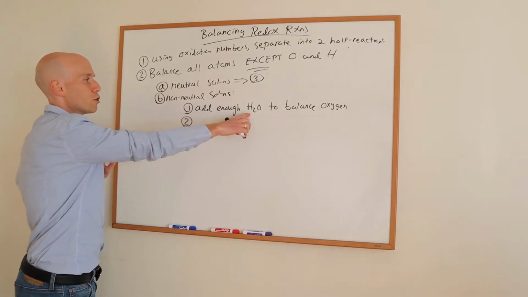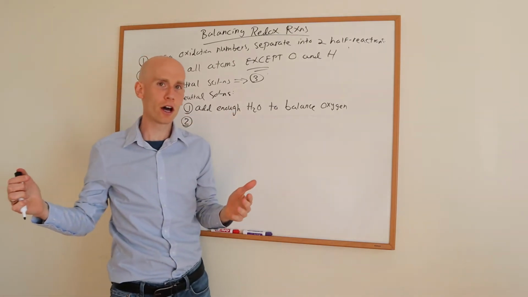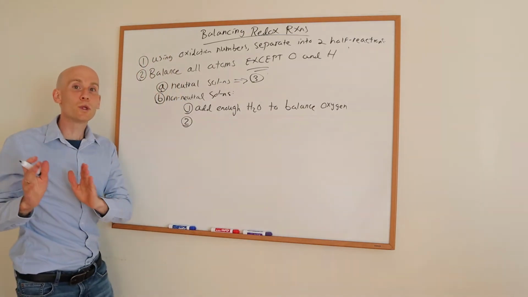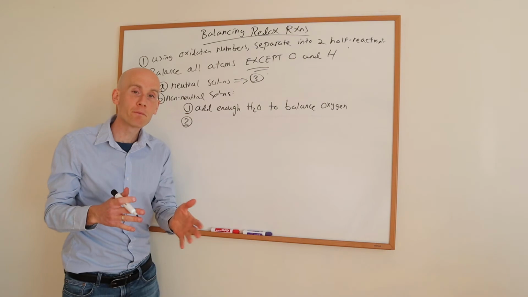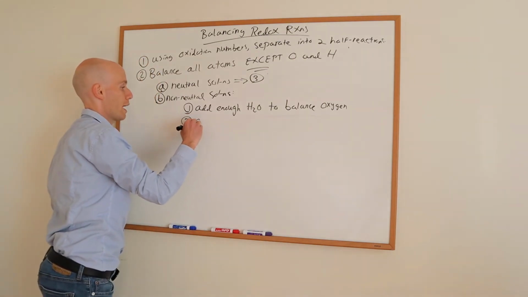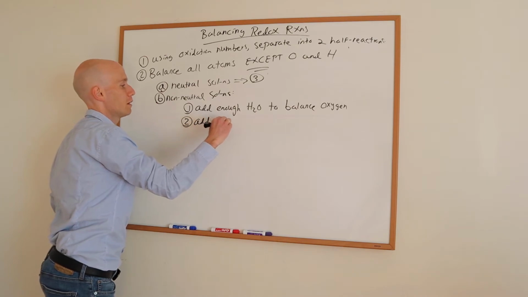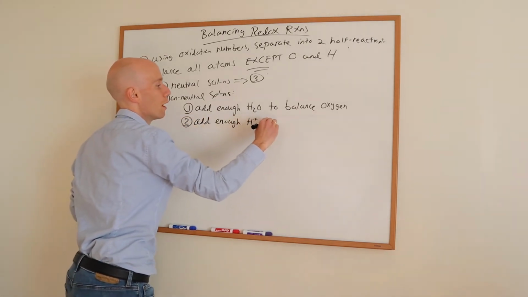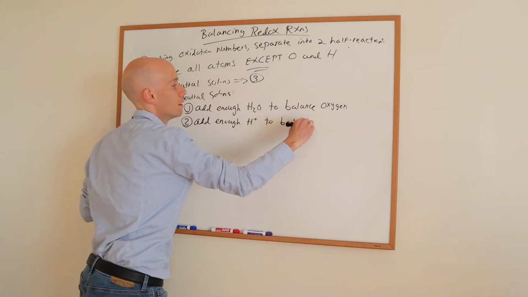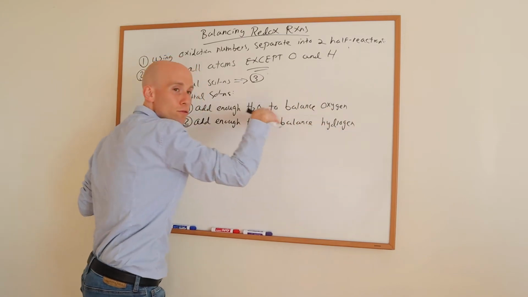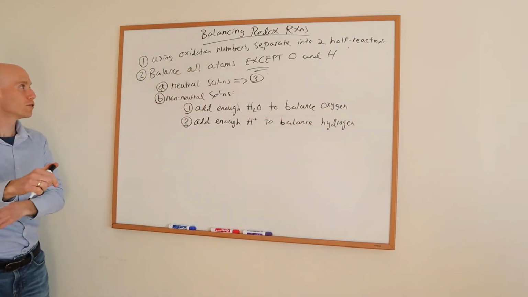Okay? Now I introduce a whole bunch of hydrogens, and I may have other hydrogens anyway in the reaction. To balance hydrogens to the opposite side from where they appear, add enough H+ to do that. So add enough H+ to the opposite side to balance hydrogen. Okay. So we didn't do this. I promise we'll do this in a few minutes.